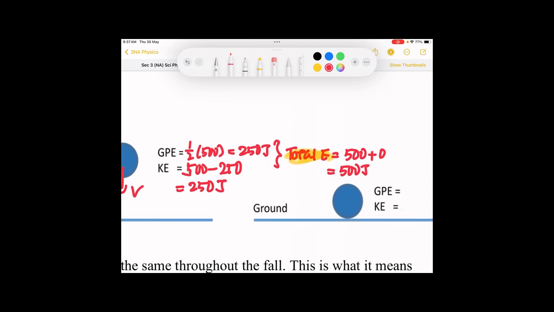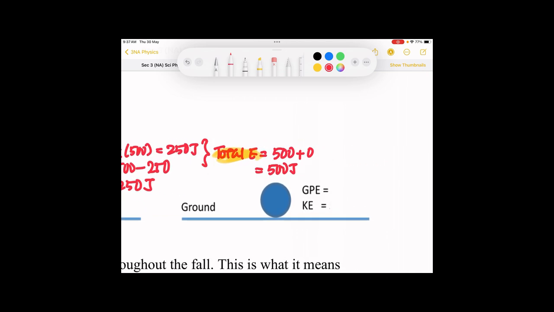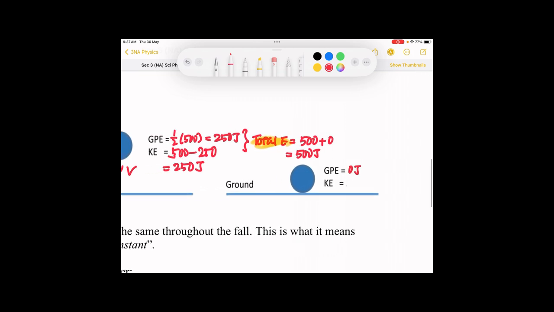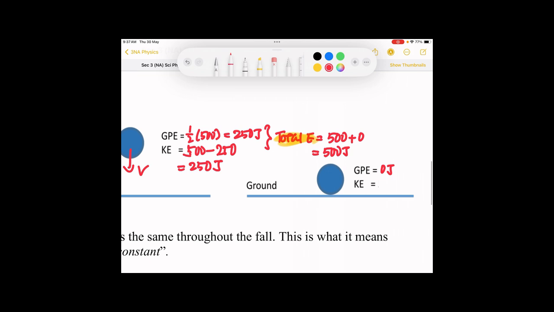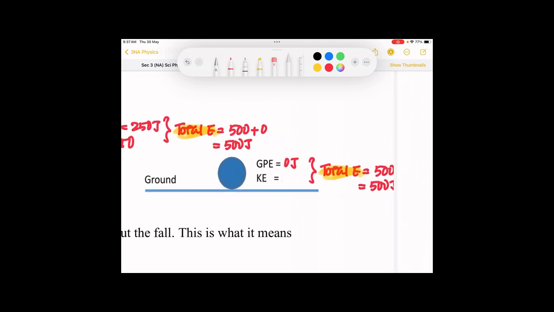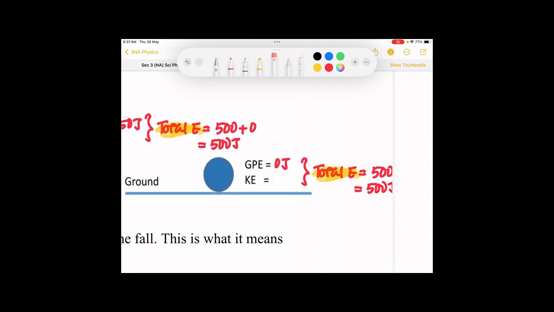Okay, last but not least, we look at the last case just before it hits the ground. Well, just before it hits the ground, because it's so near the ground, GPE is 0 joules, right? Now how much KE does it have? We can't solve by half mv squared. Again, we don't have the speed, but same as just now, we do know that total energy is conserved. So I can duplicate, copy and paste over here to show that the total energy must still remain 500 joules. So GPE is 0, KE must be 500.